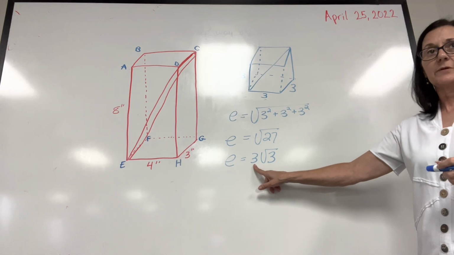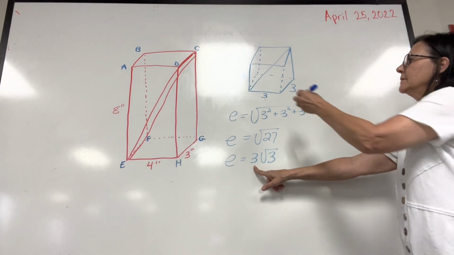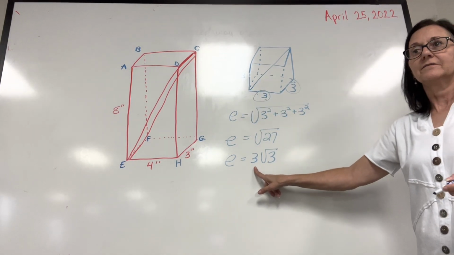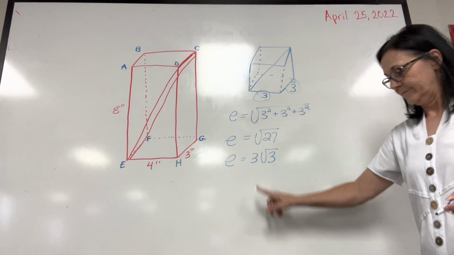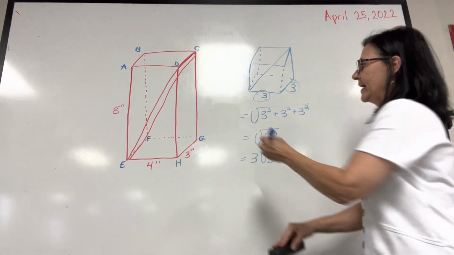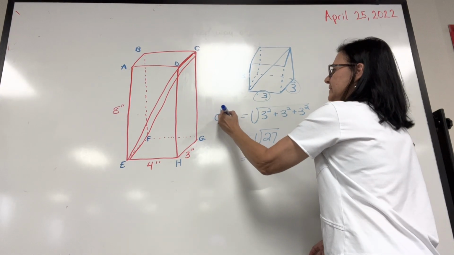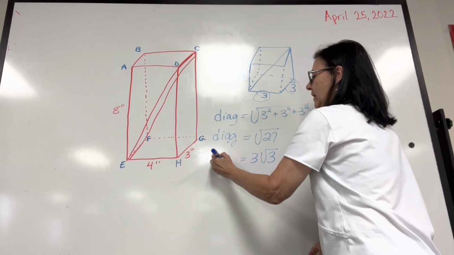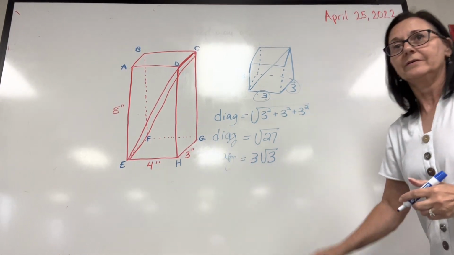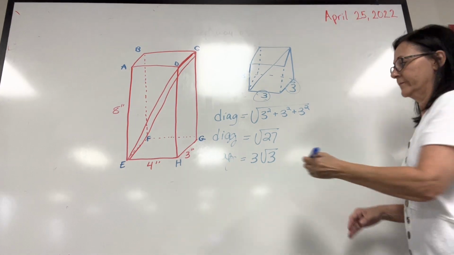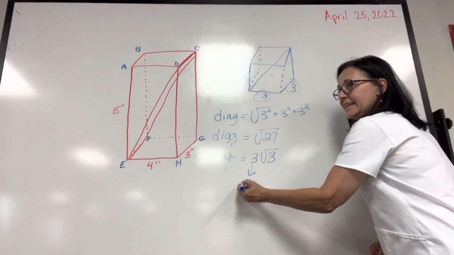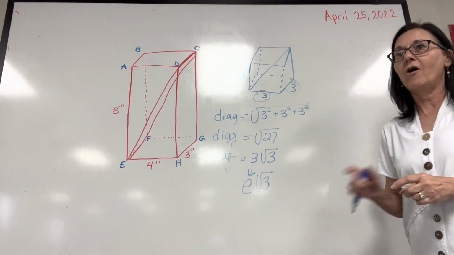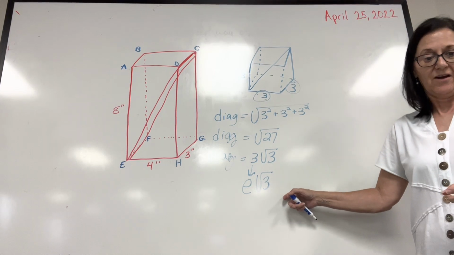Okay, what does 3 represent? The length of the edge. I should make this the diagonal. So if you have a cube, this pattern always works. The diagonal is always the length of the edge times the square root of 3. Always.